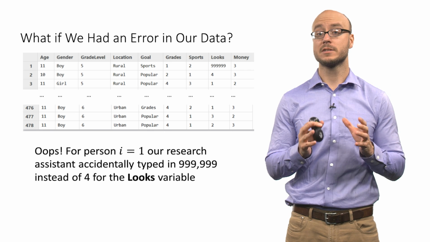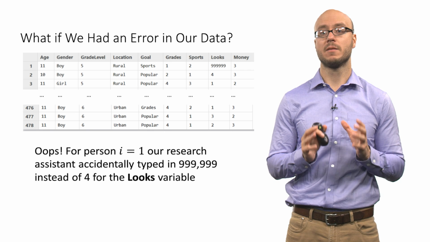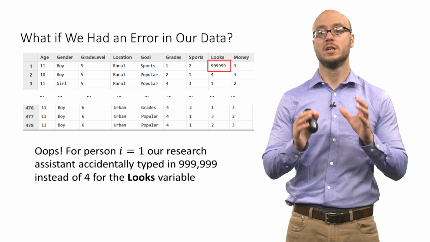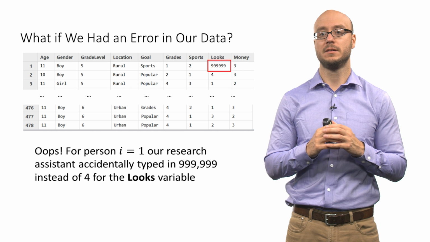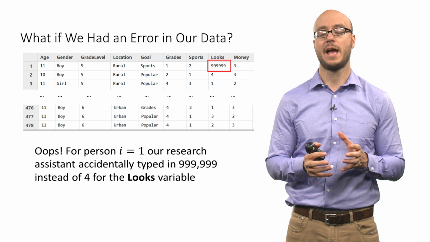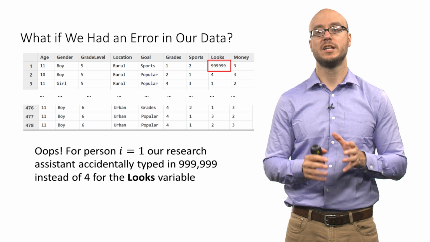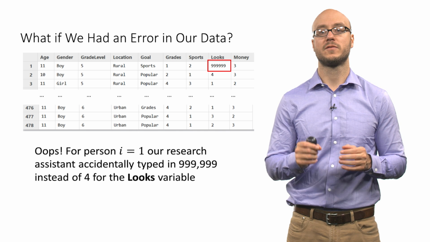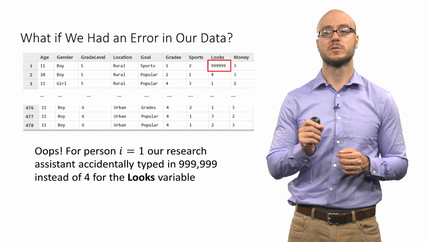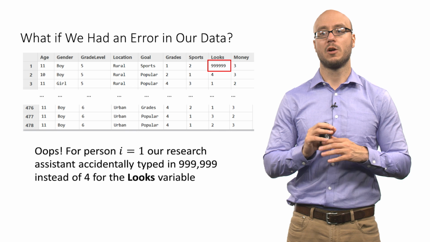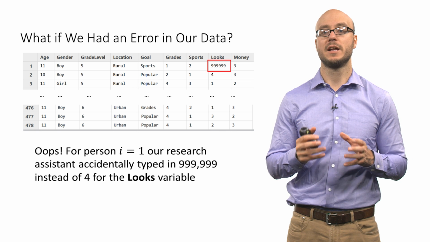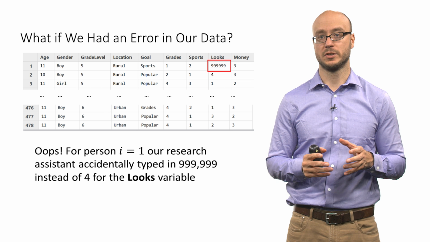Now, let's suppose in our data set that we had an error. These errors actually do happen a fair amount of the time. So an error in this case occurred when some hapless data entry assistant put in this huge value for the looks variable. So just suppose for that first row, for i equals 1, our research assistant just put in 999,999 instead of 4 for the looks variable.